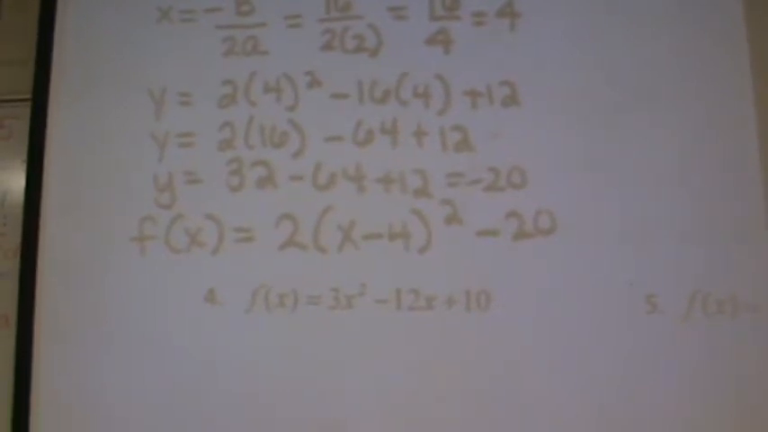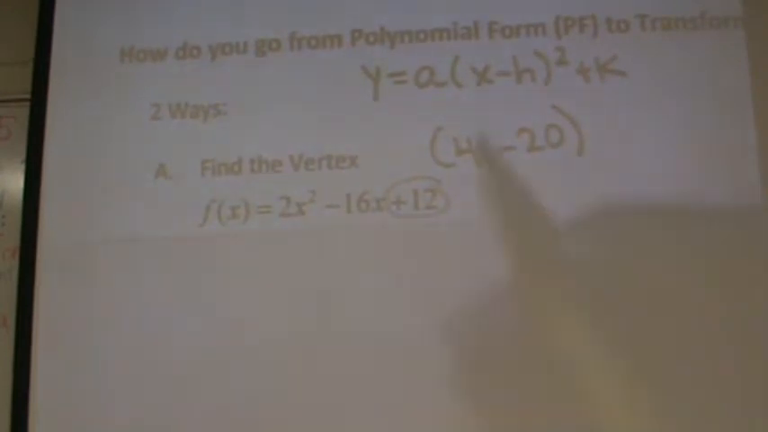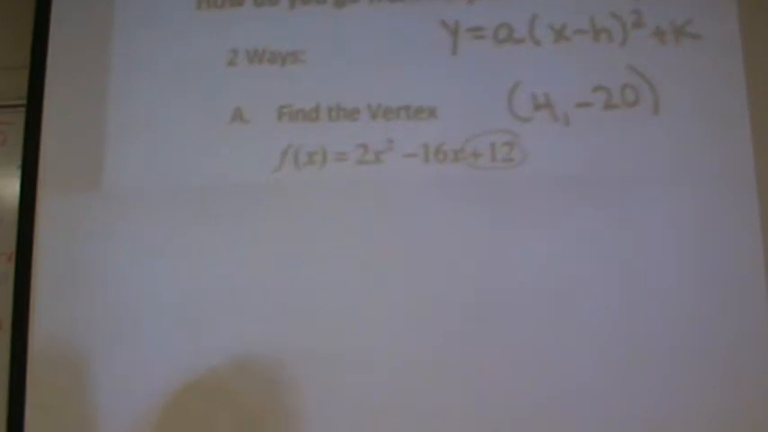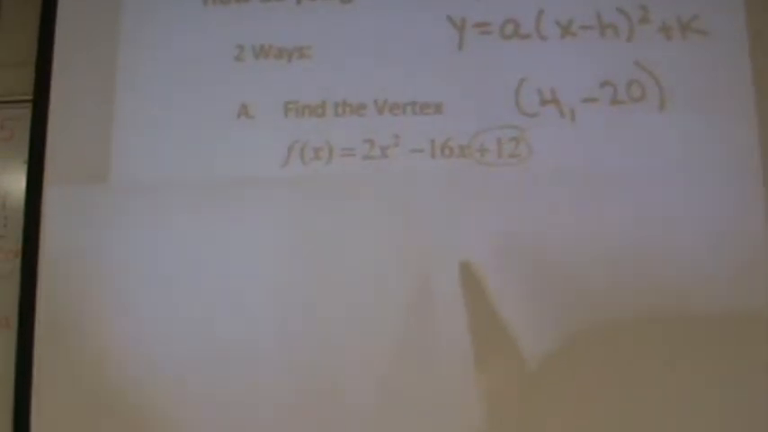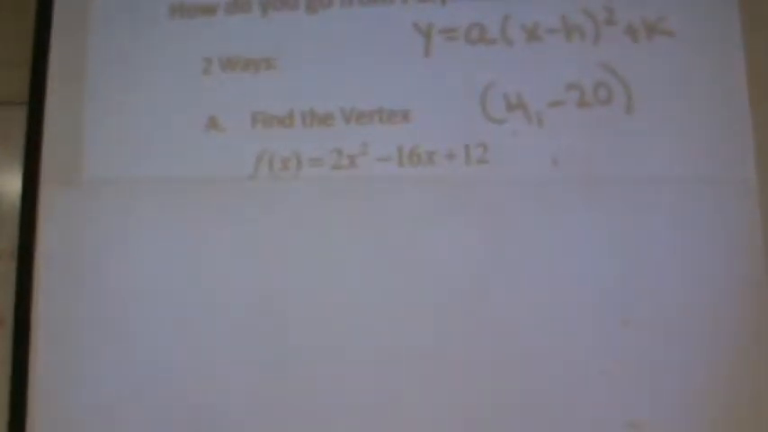Okay? Now there's another way to go from polynomial form to vertex form, and that's by completing the square. That's this way, completing the square. I'm going to show you how to complete the square, and we're going to do the next problem that way. How do you complete the square? These are your steps to complete the square. You're going to turn this into a perfect square trinomial.